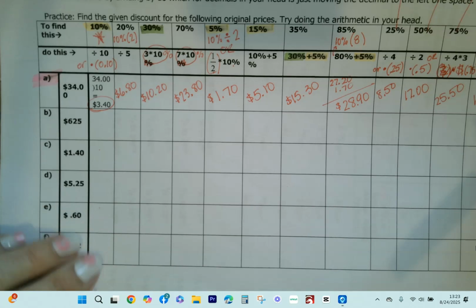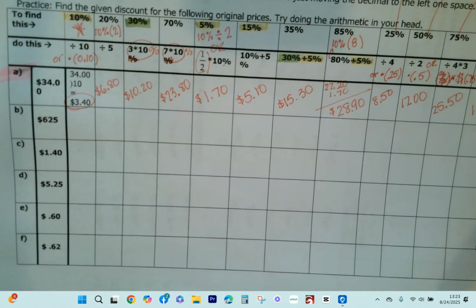And once you get this entire page filled out, make sure that you have turned it into me in class.